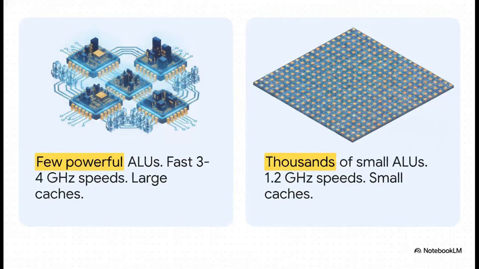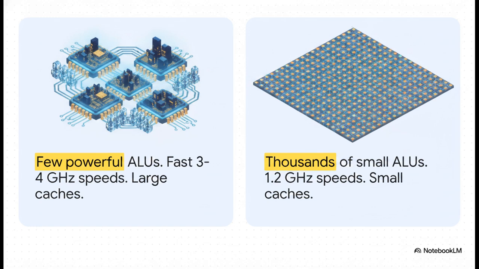This setup brilliantly illustrates that architectural divide. Think of a standard CPU as a tiny group of highly brilliant professors. They're incredibly fast, operating at speeds of around 3 to 4 gigahertz, and they've got access to a large cache of memory per ALU, or arithmetic logic unit. They're absolutely perfect for complex sequential tasks where step B strictly depends on step A.